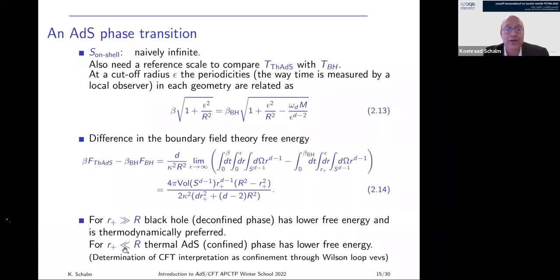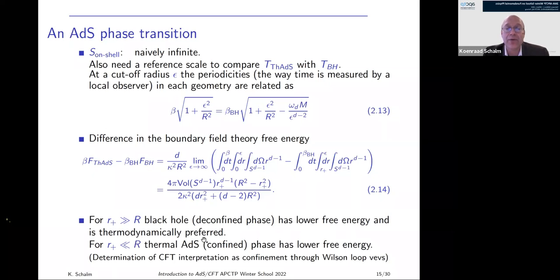On the other hand, if R plus is much less than R, then thermal ADS is the one that has the lower free energy, and that is the one that is thermodynamically preferred.